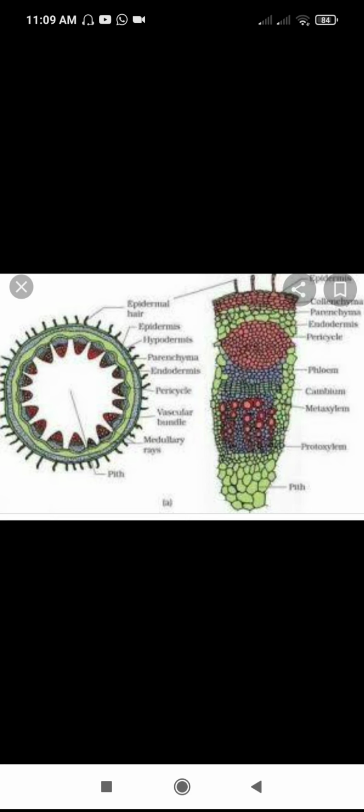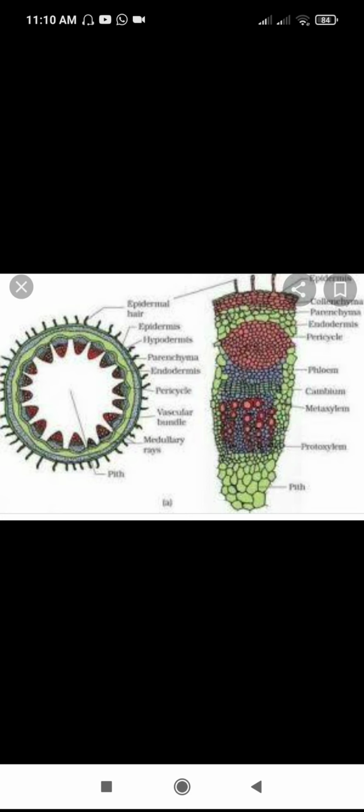See in this picture, my dears, this is the anatomy of stem, the young stem. Now we have to see that the young stem resembles the dicot stem in its anatomy.